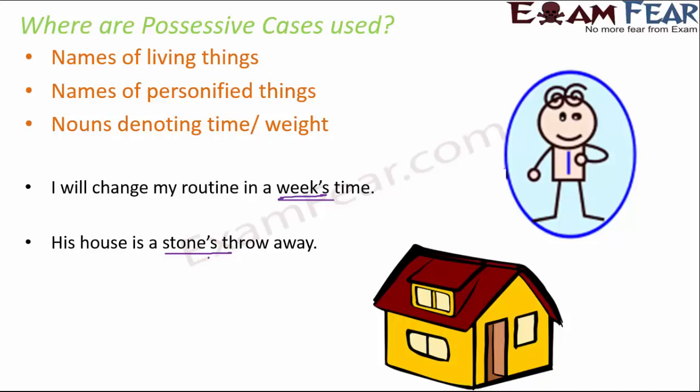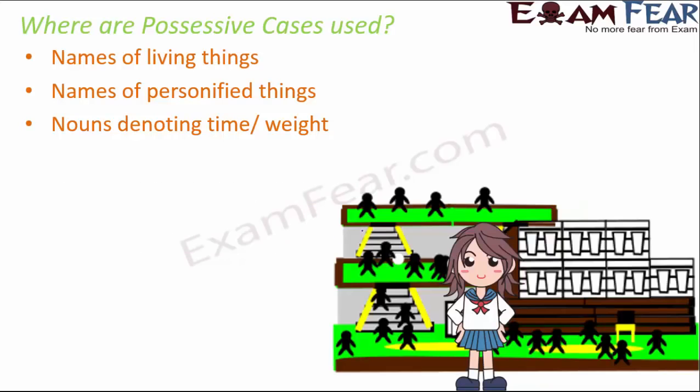Here we are not showing a possession of a non-living thing, because stone here is a non-living thing. But stone's throw doesn't mean that the throw belongs to the stone. That is not the meaning. Stone's throw here is denoting a distance. So whenever we are using a non-living word to denote distance or time or weight, there again we can use possessive cases.